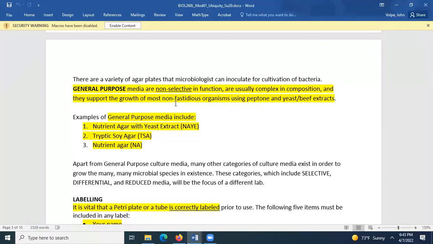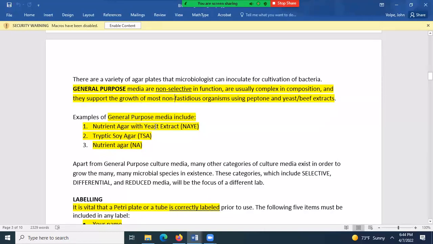So organisms that can grow on a general purpose media are most things we have in the lab, like E. coli, Staphylococcus aureus, Staphylococcus epidermidis, Micrococcus luteus. Common organisms we grow in the lab generally grow on a general purpose media. They're non-selective. And general purpose media tend to grow many different bacteria. Most of the bacteria we grow in a microbiology lab can grow on a general purpose media.